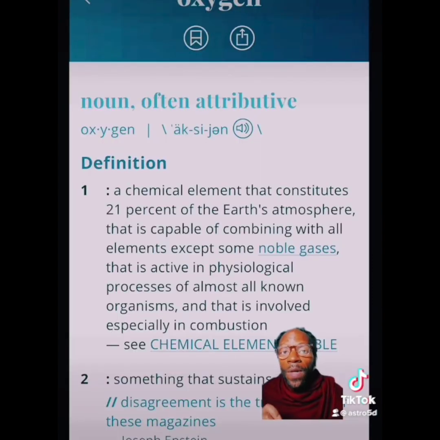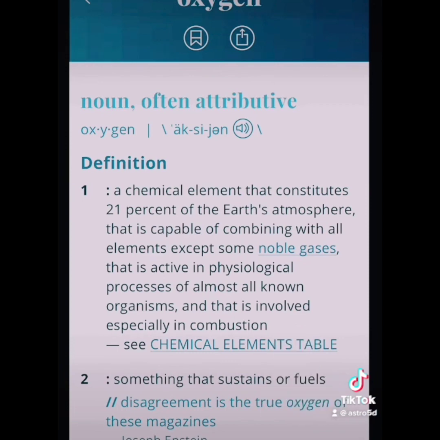But before moving on, let's get some definitions out of the way. And you can just pause to read them all. Oxygen.